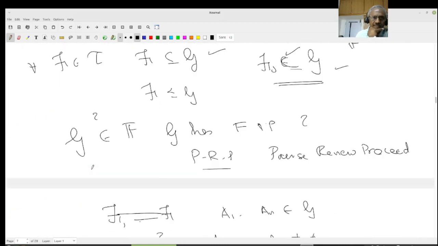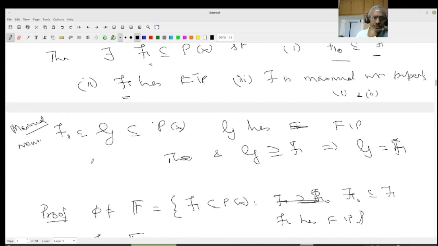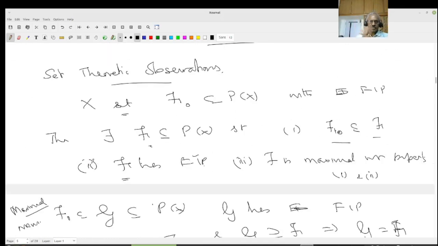So let us go back and try to understand. What I have shown now, a set theoretic observation, is this: if I have any set X, and a family F naught, which is a collection of subsets of X, and the property of F naught is that it has the finite intersection property. What does it mean to say finite intersection property? Remember, F naught is a class of subsets of X. Therefore, if you have some A1, A2, ..., An in F naught, they are subsets of X. When I say it has the finite intersection property, it means A1 intersection A2 intersection ... intersection An is non-empty.